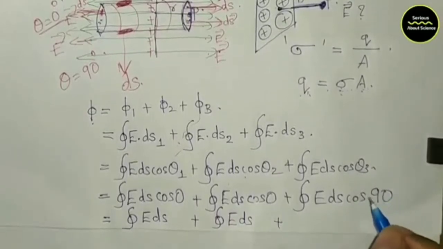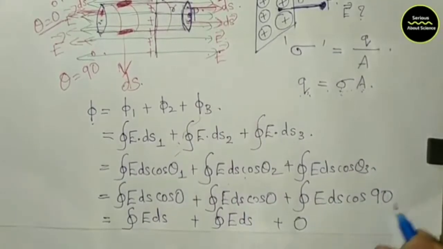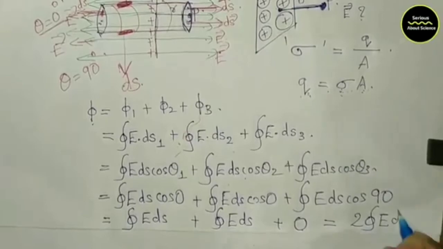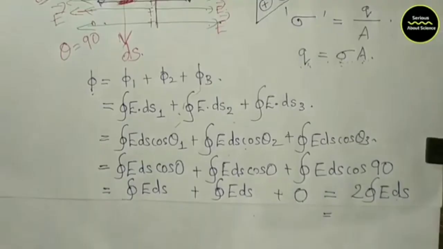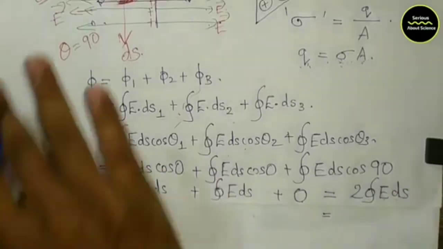So what will be the answer? Closed integral EDS cos 0 plus closed integral EDS cos 0 plus 0. Cos 0 is 1, again cos 0 is 1, and cos 90 is 0. So only the first two values will exist: closed integral EDS plus closed integral EDS. Only the first two parts exist. That's why the final answer will be 2 into closed integral EDS.